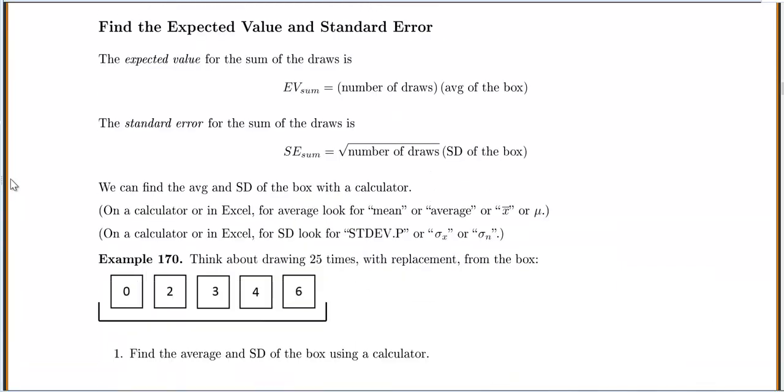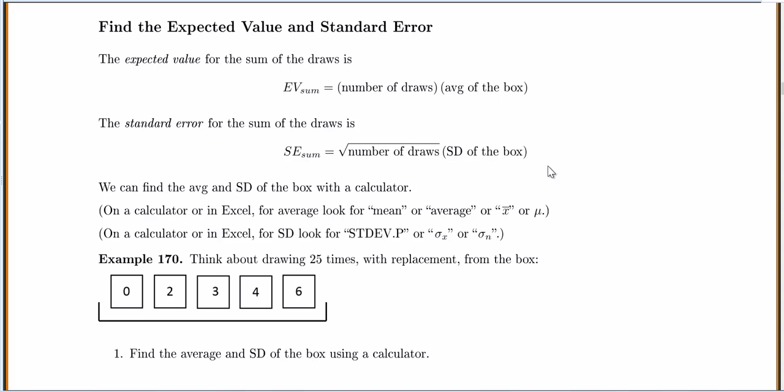So how can we find the expected value and standard error? The expected value for the sum of the draws is going to be the number of draws times the average of the box. And the standard error for the sum of the draws is going to be the square root of the number of draws times the standard deviation of the box. And we're going to find the average and standard deviation of the box with the calculator, or Excel, or throughout all of your homework I'm going to go ahead and tell it to you to save time.